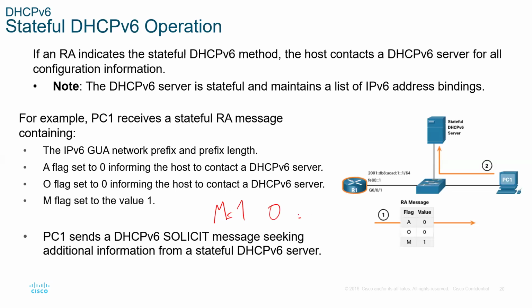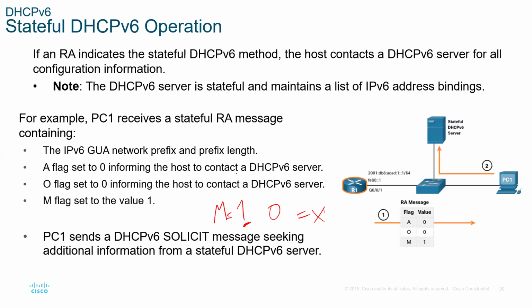The O flag can be 0, it can be 1. It will be overridden. Here they're saying O flag set to 0, informing the host to contact a DHCP version 6 server. It can be 1, it can be 0, because everything will be overridden by this M equals 1. Here it's not being highlighted, but it can be either way.